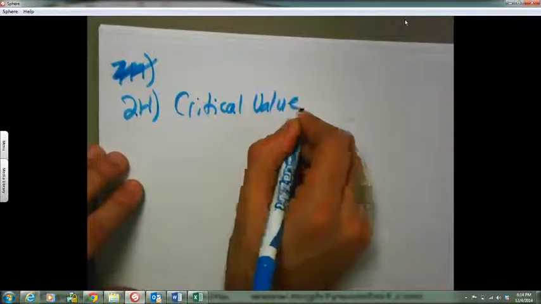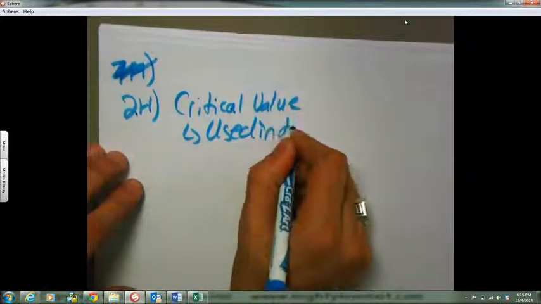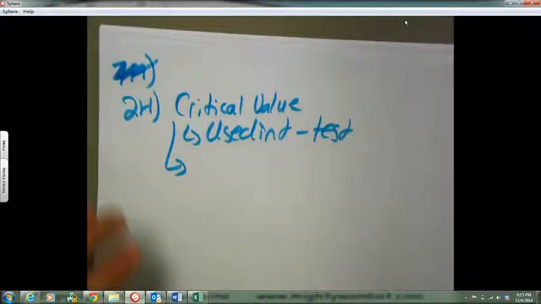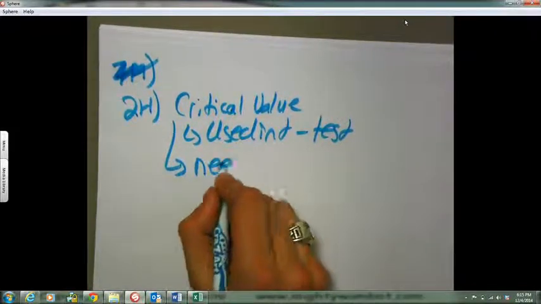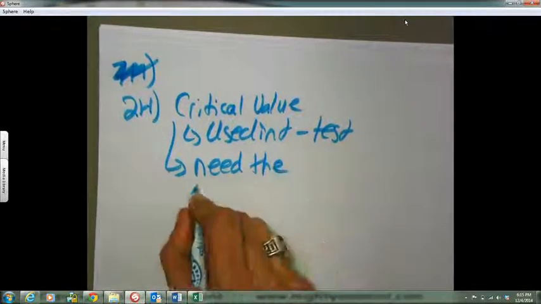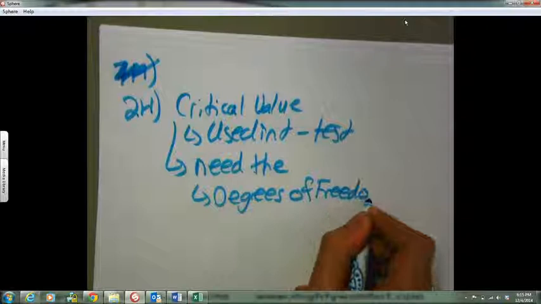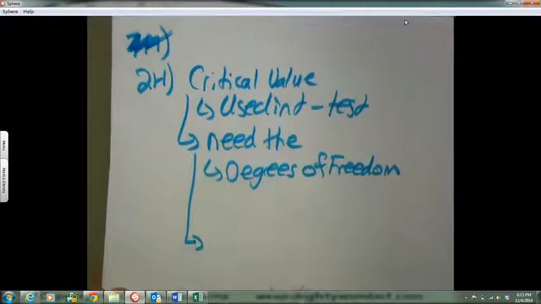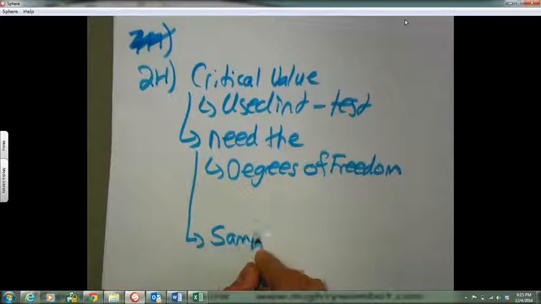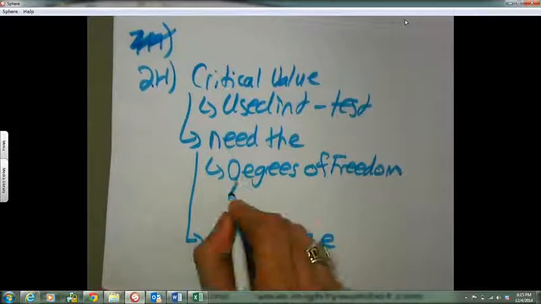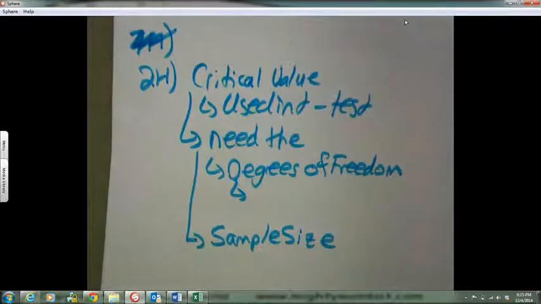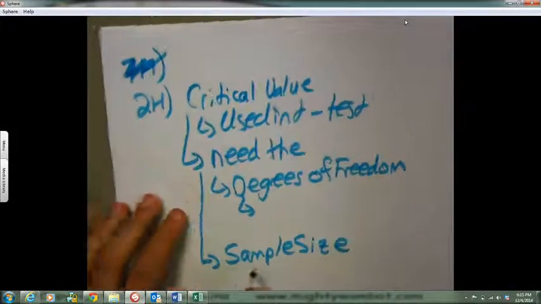Critical value. So critical value is used in the t-test. Tomorrow in class we'll talk about how it's used in the t-test. And we need the degrees of freedom and the sample size in order to find this. Degrees of freedom, we don't need degrees of freedom and sample size. We need degrees of freedom and, I cannot believe I did this, significance level.